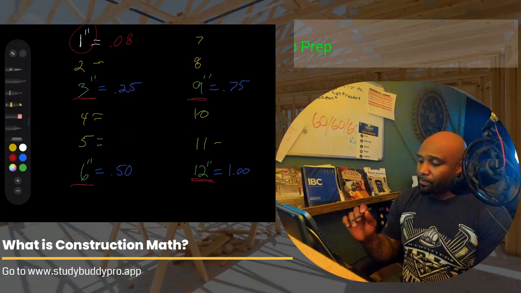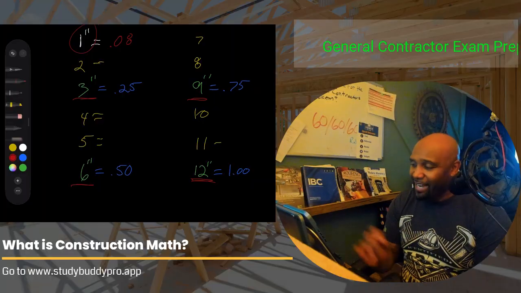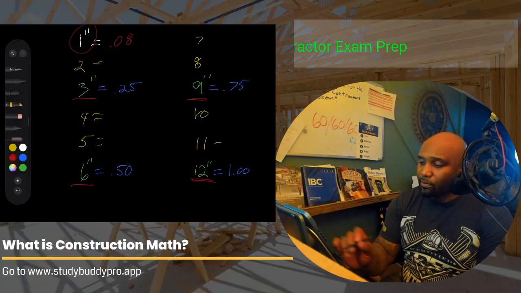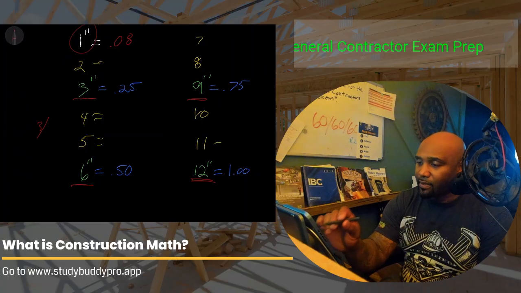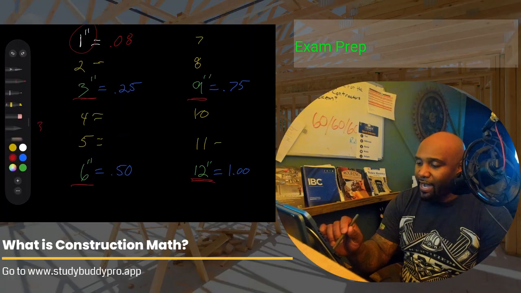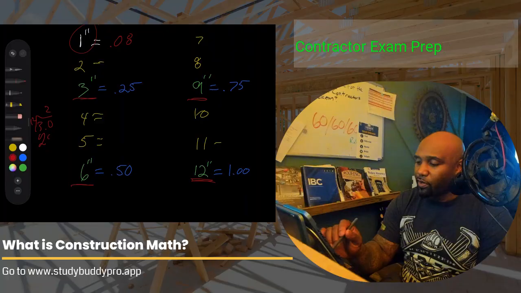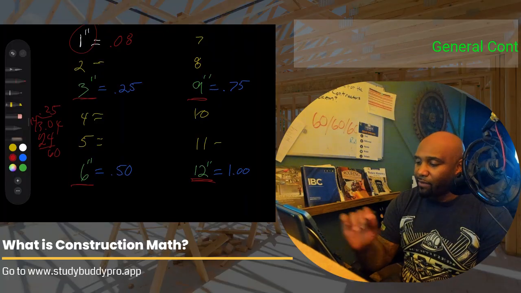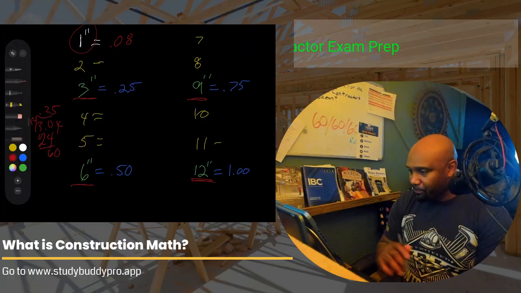Okay. So here's the simplest way to remember this. Instead of having to do 3 divided by 12, right? Because that's how this works. And then we do 24, and then we do 6, and then we do 0, and then 5, right? We got to do all that, but we don't have to do that anymore. Let me show you why.